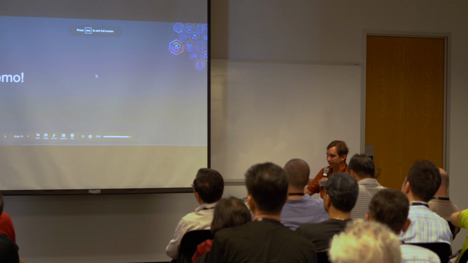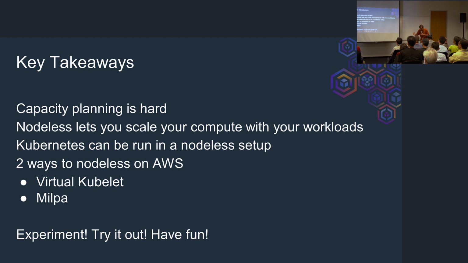All right. The key takeaways from this. Capacity planning is not easy. You can do it and make an effort for it, but nobody knows what the future holds. But Nodeless really lets you scale your compute with your workloads. And Kubernetes can be run in a nodeless setup. It doesn't come out of the box on most cloud providers, but you can do it. And two ways to run Nodeless on AWS are with Virtual Kubelet, once again a CNCF project, and Milpa. So something that you want to do is experiment. Try it out. Have fun with it.